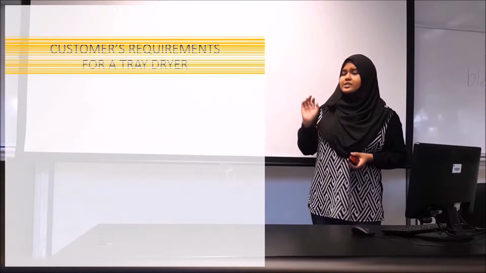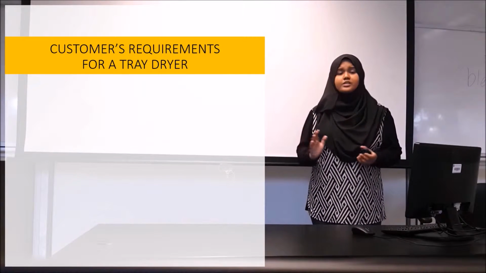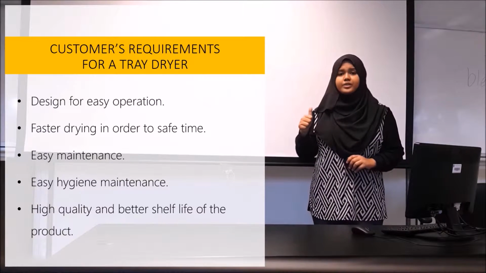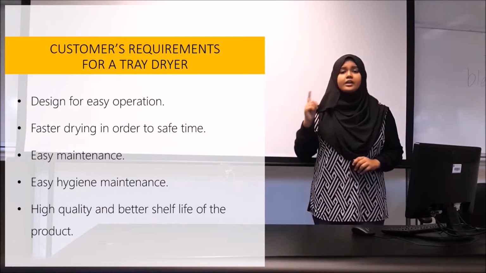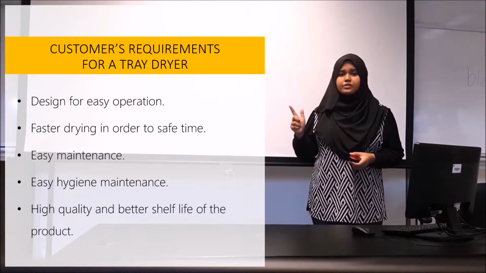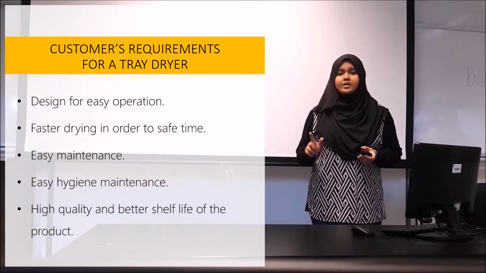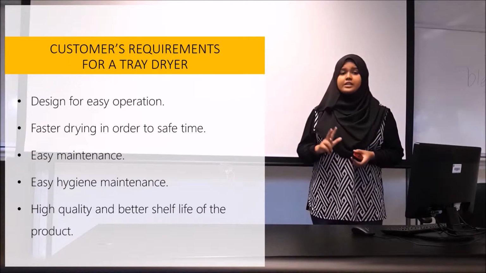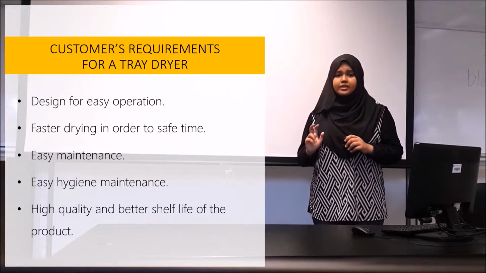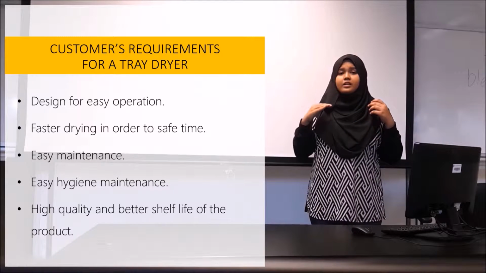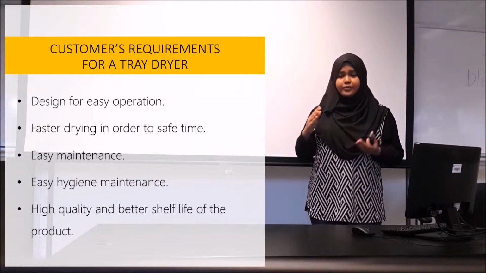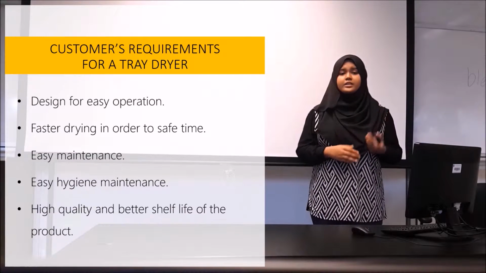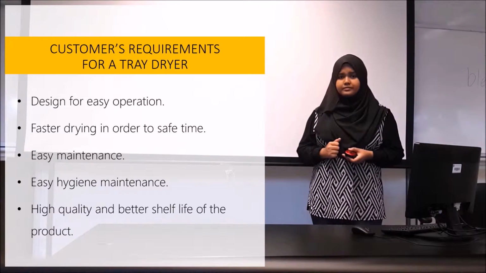Moving on to the customer preference in a trade dryer. What do customers actually want in a trade dryer? First is the design. The design has to be easily operated. It needs to have a faster drying rate so we can save time. You don't want anything that consumes a lot of time. Next is easy hardware and hygiene maintenance so that we can cut the cost of operation. And also we need high quality and better shelf life of the product.